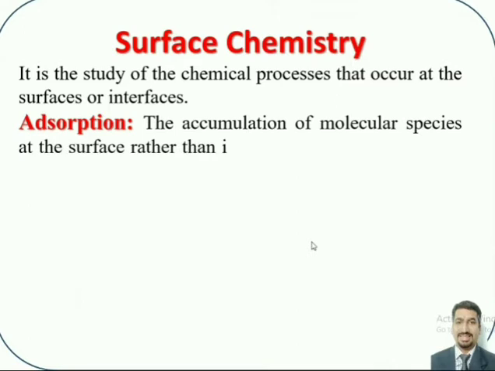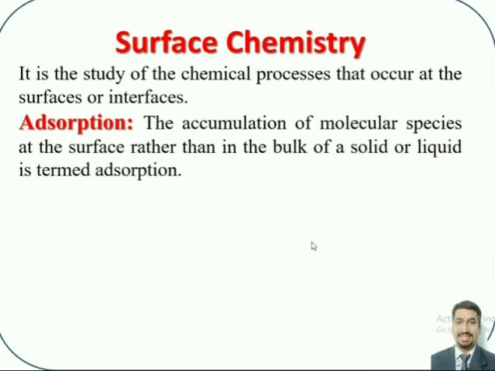What is adsorption? Adsorption is accumulation of molecular species at the surface rather than in the bulk of the solid or liquid. So, see here, in adsorption there is a solid. The atoms are adsorbing on the surface. They are depositing on the surface. They are not going into the bulk. They are just depositing on the surface. We call it adsorption.